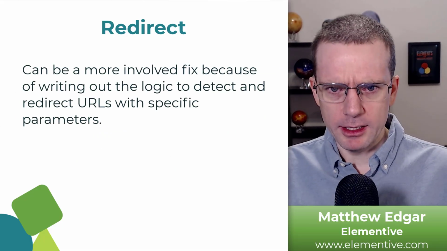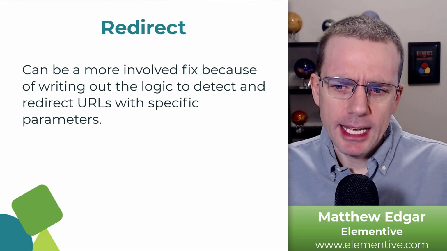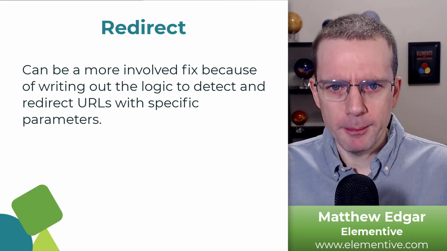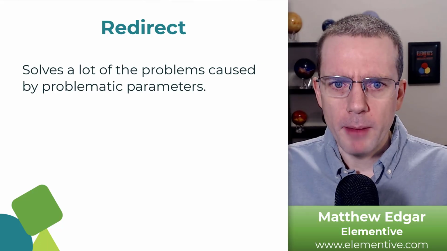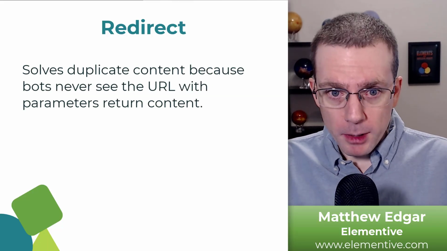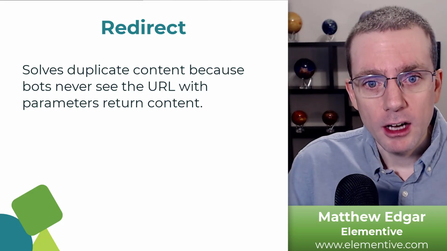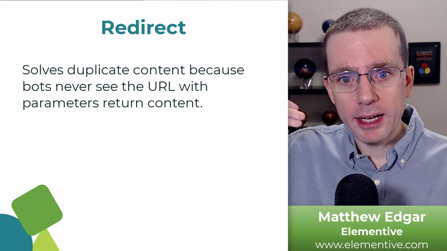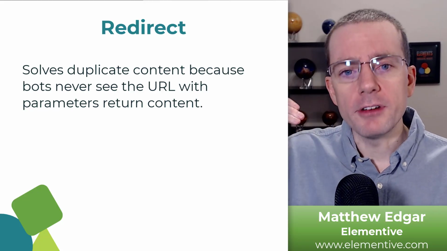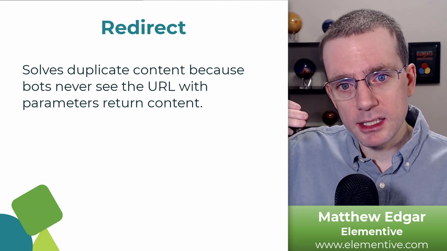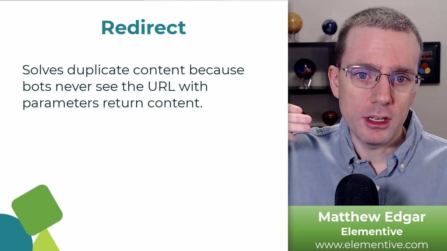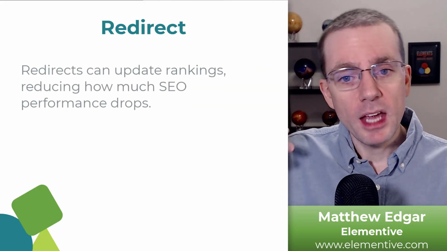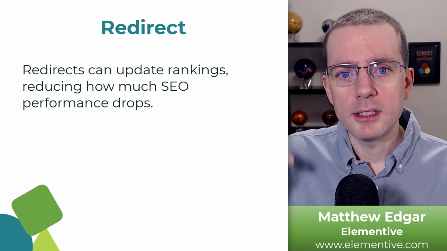This can be tricky to configure, but if you can pull it off and actually implement this, it solves a lot of the problems around problematic parameters. One big problem it solves is it reduces duplicate content. That's because you're redirecting from one URL to another. You're never giving bots the opportunity to see that that URL with the parameters was a valid functioning page on the website.